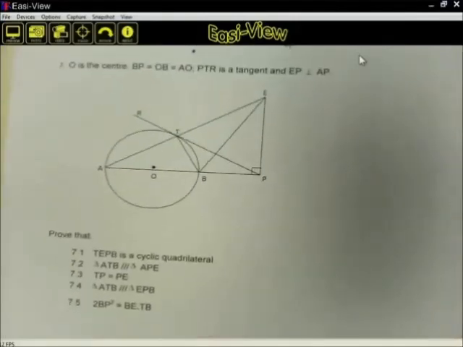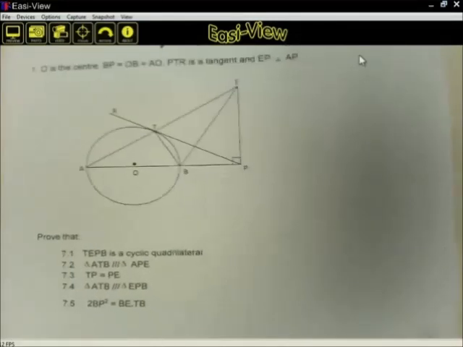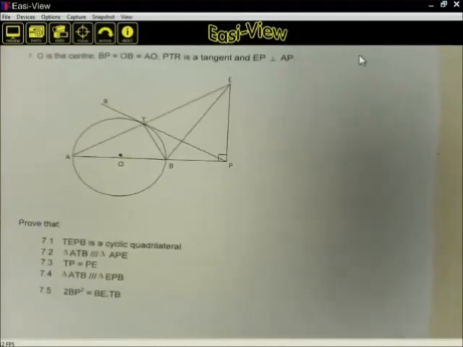Let's do number 7. I guess some of you are already getting tired now. Let's do this one. Number 7. What is given? Let's go through the problem together.